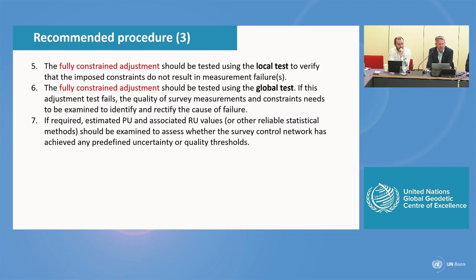And if that adjustment fails, the quality of the survey measurements and the constraint you've used needs to be examined to try and find the cause of the problem. So if required, you might find that the estimated positional uncertainties, so those coloured circles that I showed you to start with, or the relative uncertainties of the measurements need to be examined. And this is where you really need to understand your data.